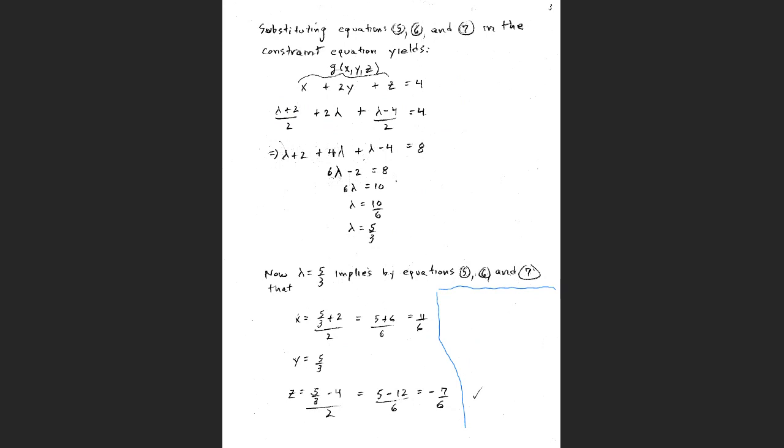Finding minimum distance is important. If you're shooting a rocket somewhere and you want to hit a plane at a certain point, you want to hit it where the distance is minimum, because that's less fuel, right? So the coordinate is 11/6, 5/3, and -7/6.